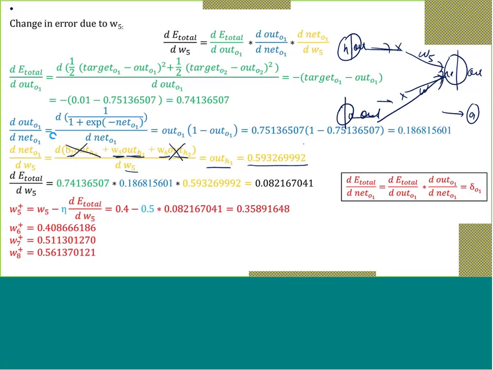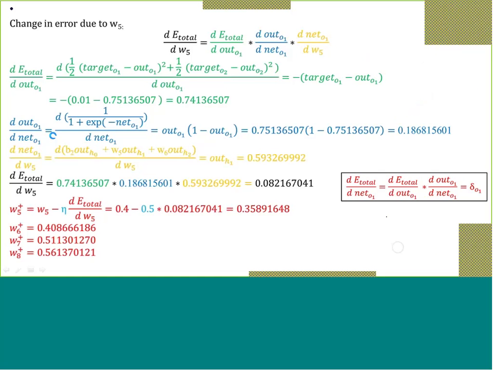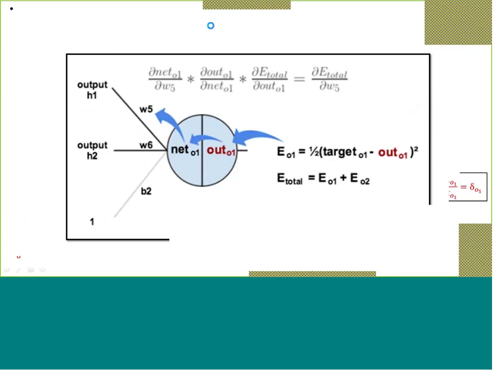Finally, we have calculated all three expressions here: this green, blue, and yellow. Finally, I am multiplying all these three expressions, and I am getting the total error that I get by change in W5. So this is E total. I have already calculated it in my previous slide, right?